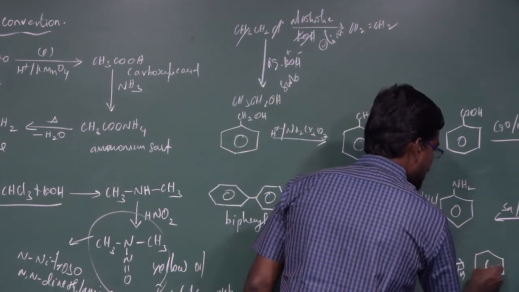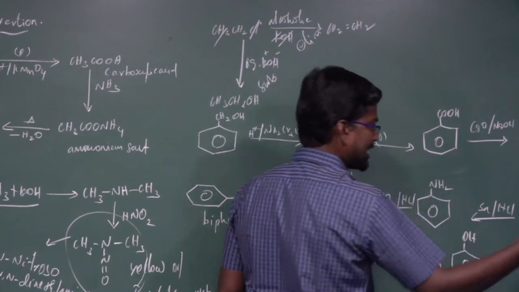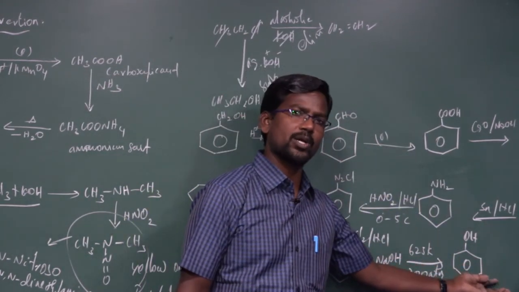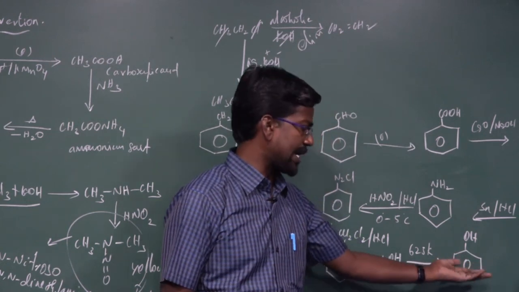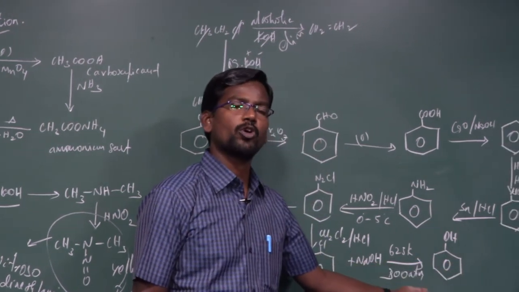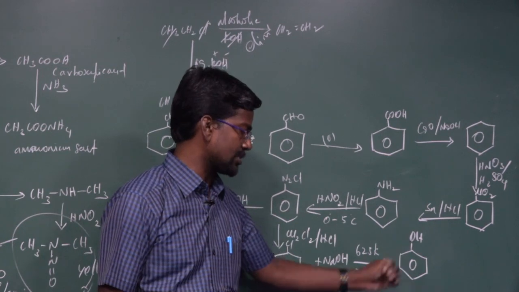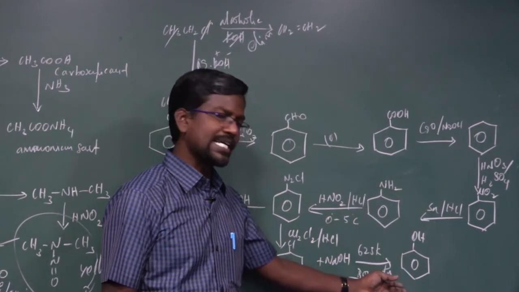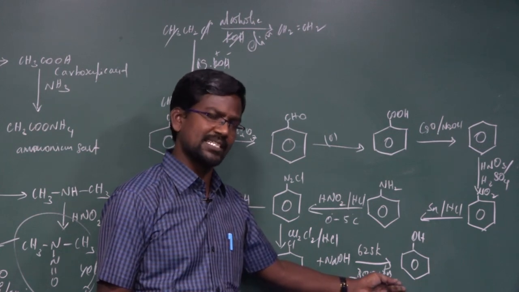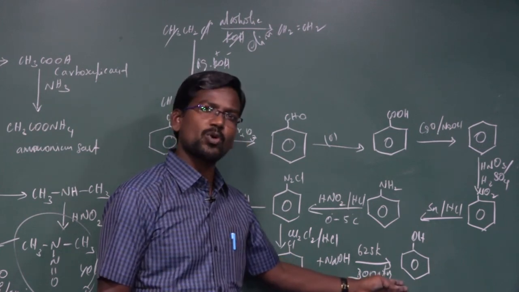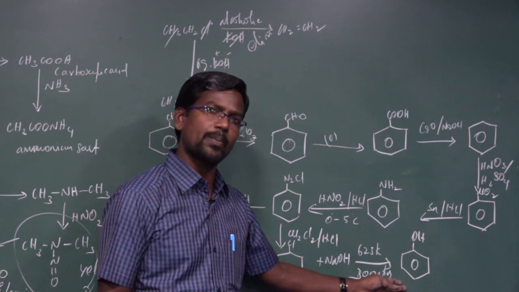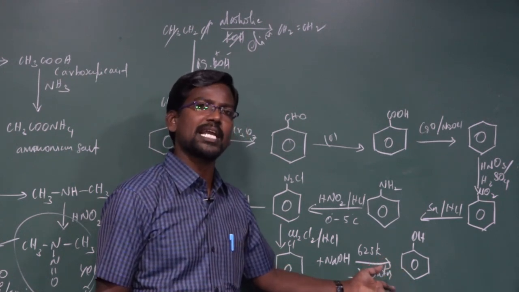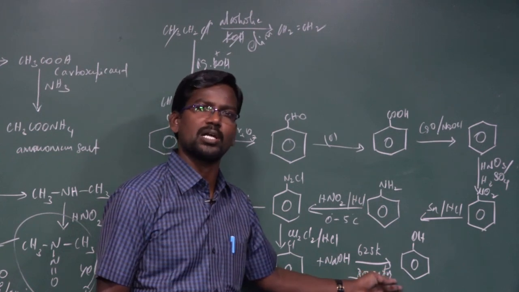Phenol again reacts with different reagents. Nitrating mixture gives ortho nitrophenol, para nitrophenol, and picric acid, 2,4,6 trinitrophenol. Nitrous acid gives para nitrosophenol. Sulfuric acid gives para hydroxy benzene sulfonic acid. Chlorine in the presence of Lewis acid gives ortho chlorophenol and para chlorophenol. It reacts with bromine water to give 2,4,6 tribromophenol, a characteristic test for phenol.